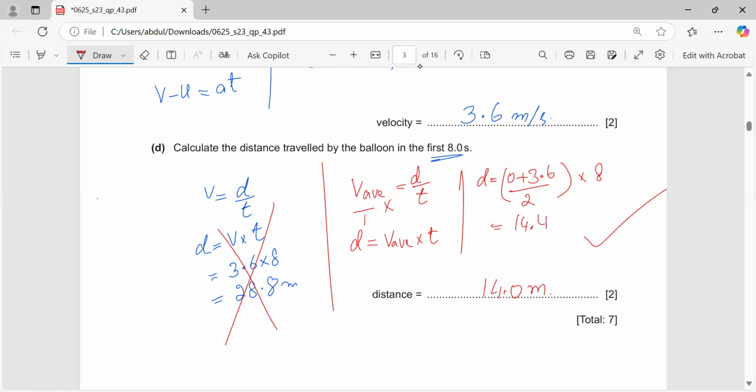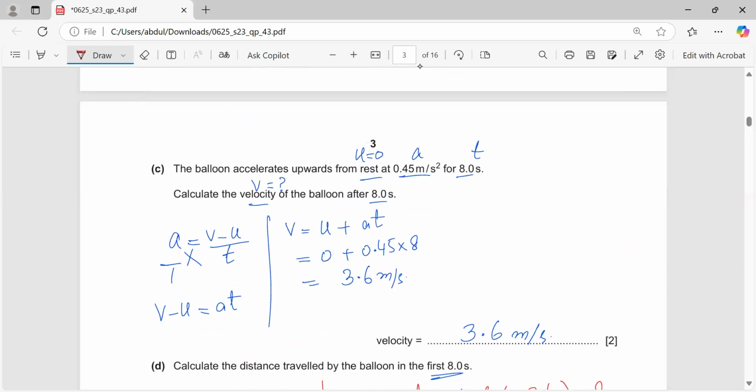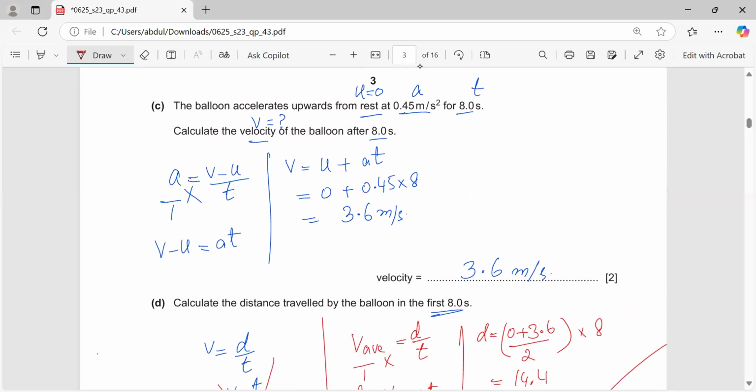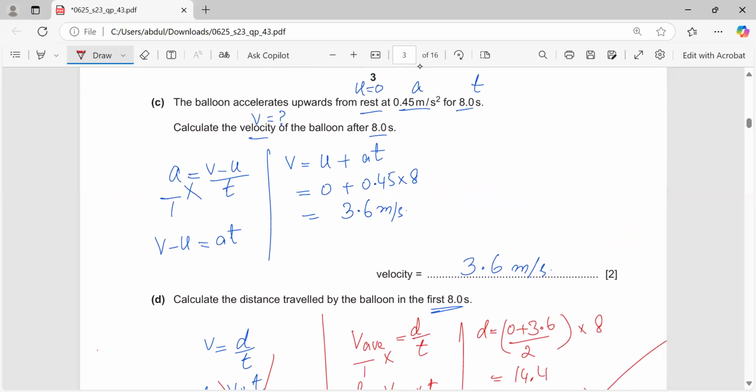The first one is simply using v is equal to d over t. So then why am I using v as 3.6? Why am I not using v as 0? Both are there. So why only v as 3.6? Why not v equal to 0? So we should use 0 also. Then we should say that the distance traveled is 28.8.